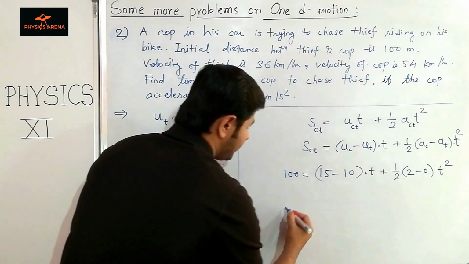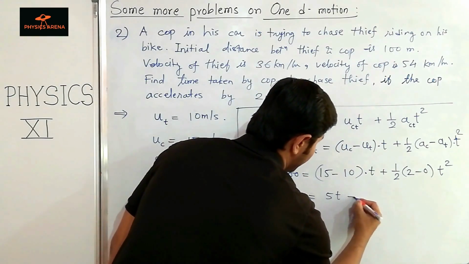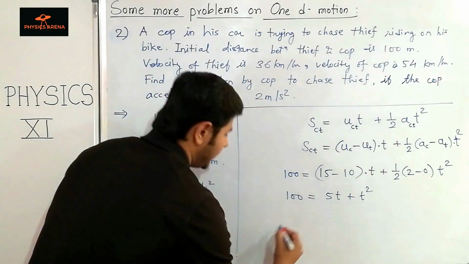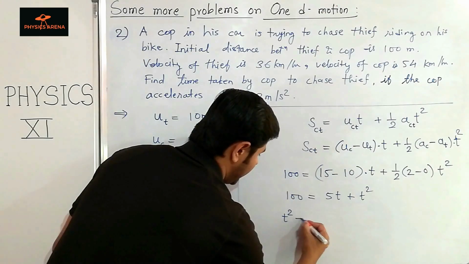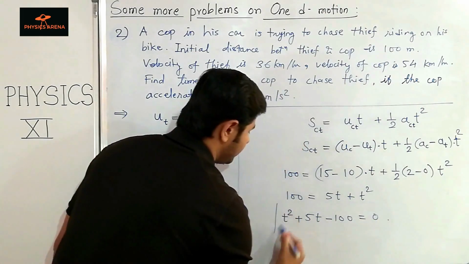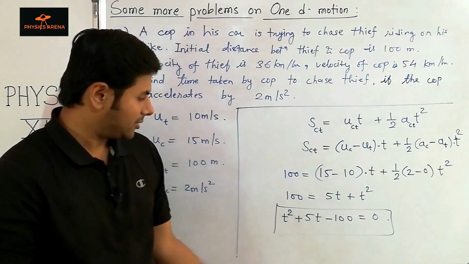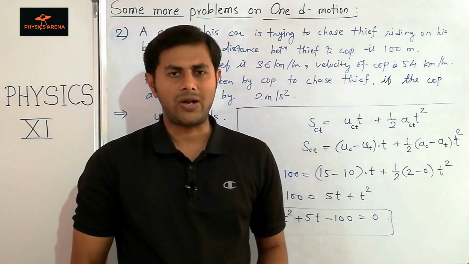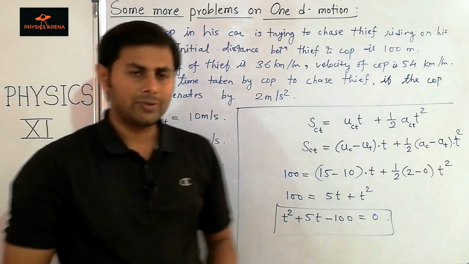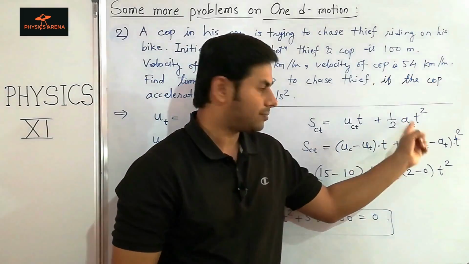So we have 100 equals 5t plus t square. We can take that 100 on other side. So we have this equation t square plus 5t minus 100 equals 0. And solving this quadratic equation, we will get the value of t. Okay. So this is how we use the concept of relative velocity as well as relative acceleration.